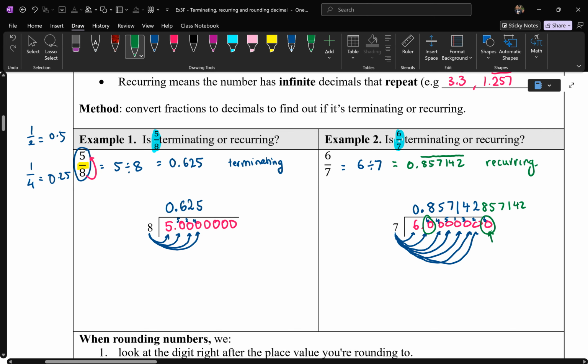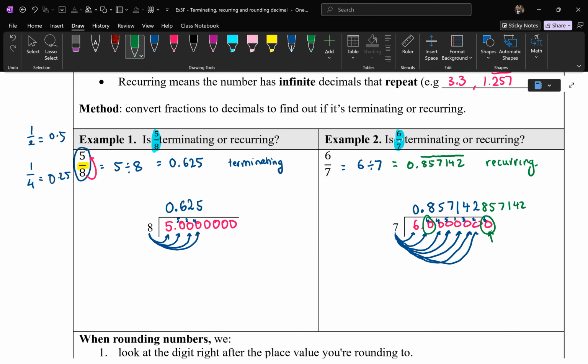That's what you're doing in exercise 3F. Just those two. So one skill, which is division, and you just carry on.